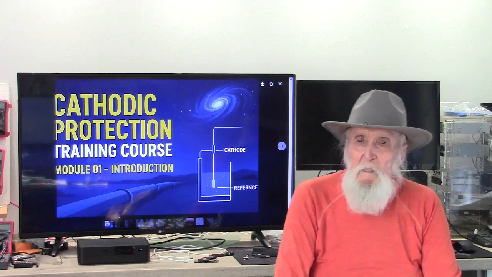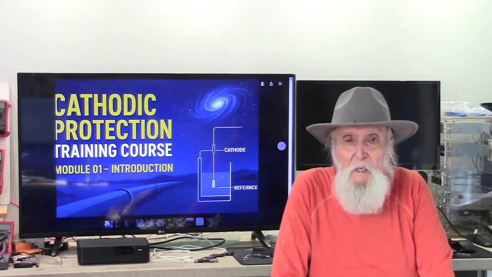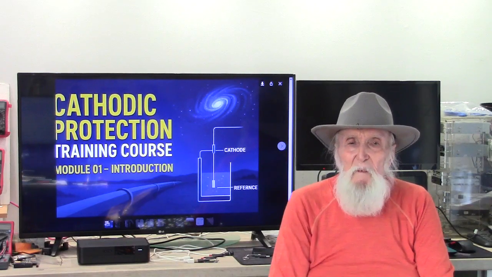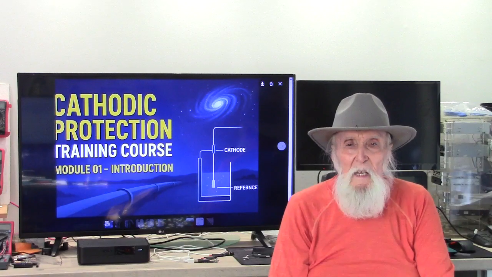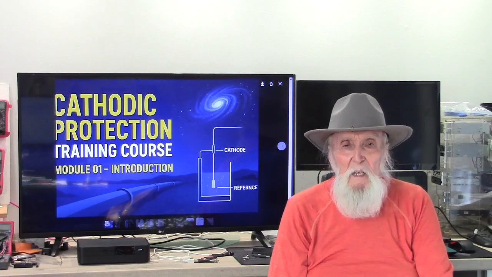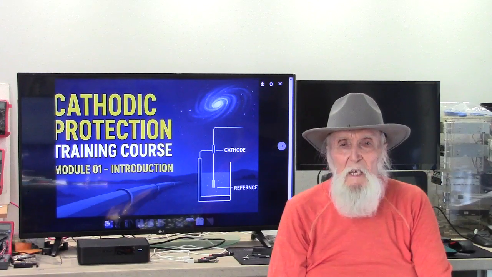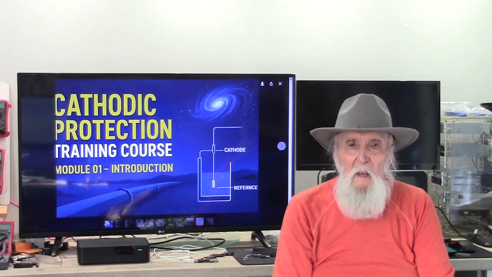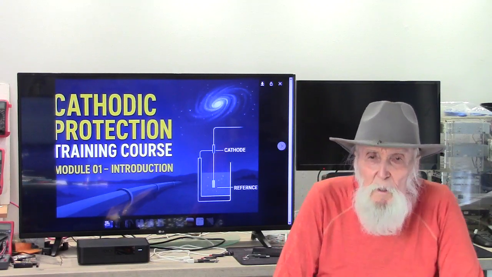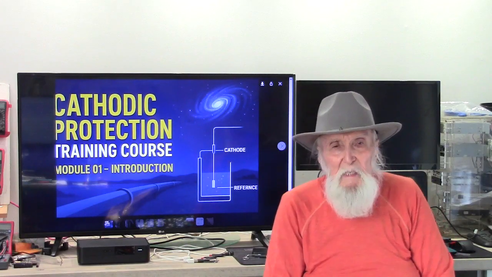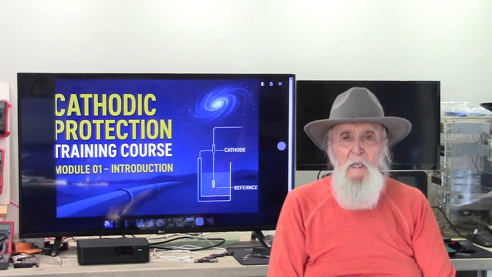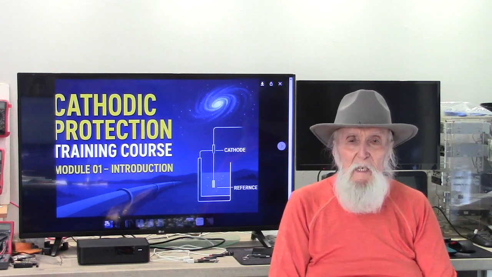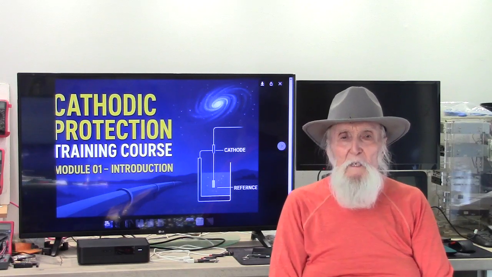Cathodic protection, CP, is a critical technology used worldwide to prevent pipeline failures, industrial shutdowns, environmental disasters, and substantial financial losses. Effective corrosion control directly impacts pipeline integrity, national energy security, industrial stability, and economic performance.